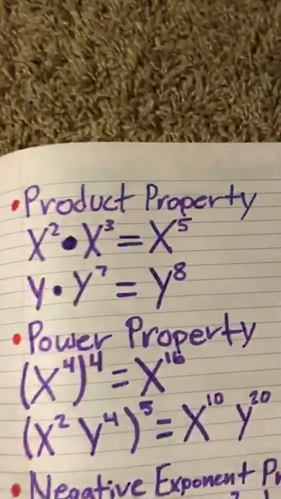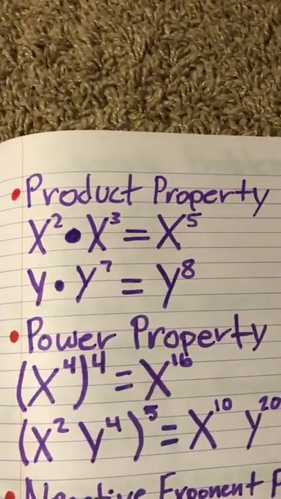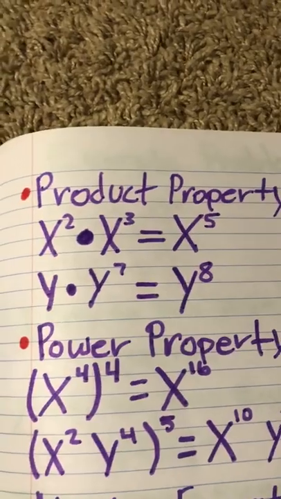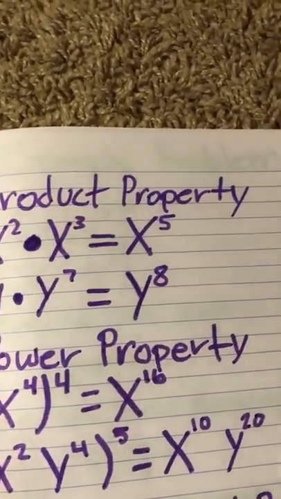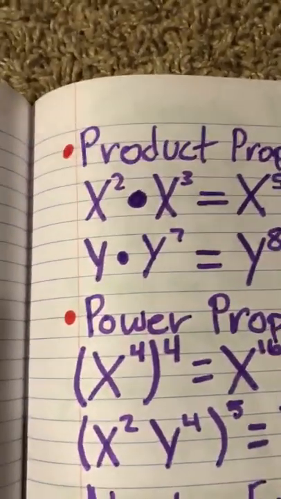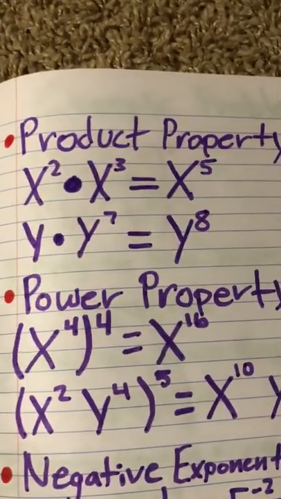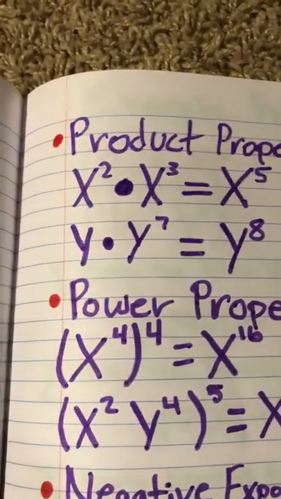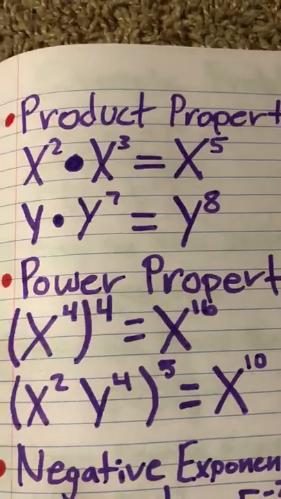The product property states that any two numbers raised to a power when multiplied simply acts as addition, showing that x squared and x cubed equals x to the 5th. It also means that any number without an exponent simply acts as if it were 1, showing that y times y to the 7th equals y to the 8th.